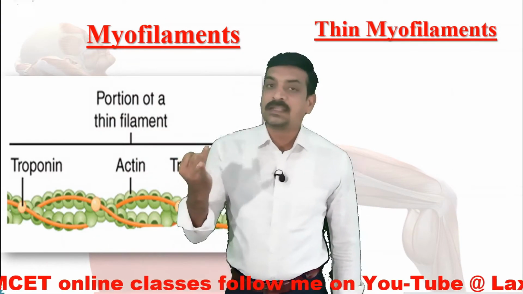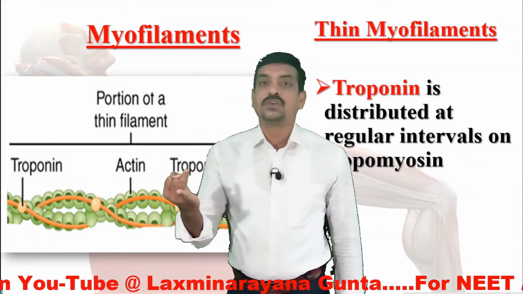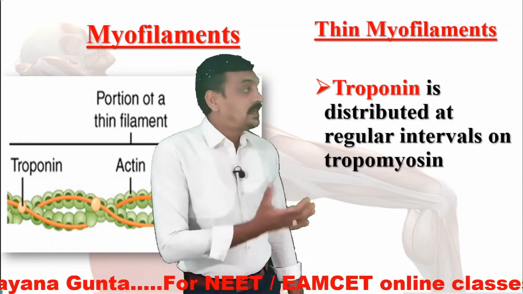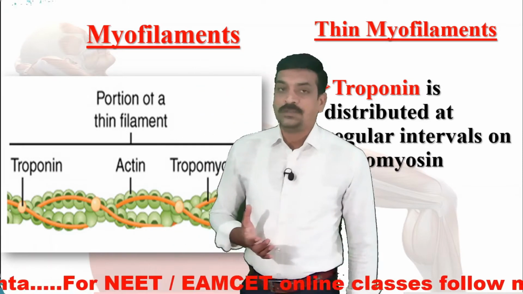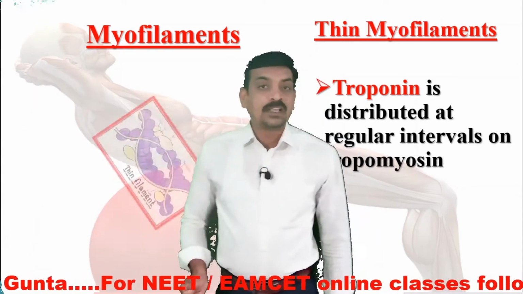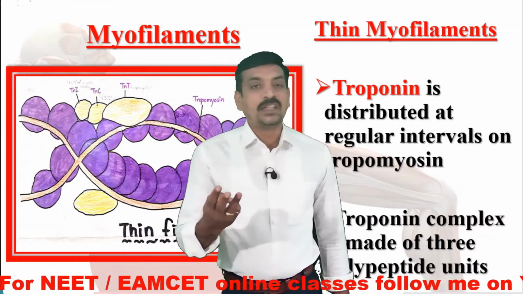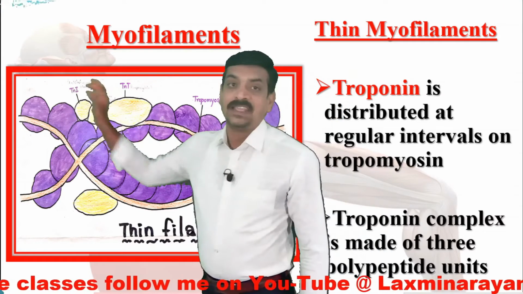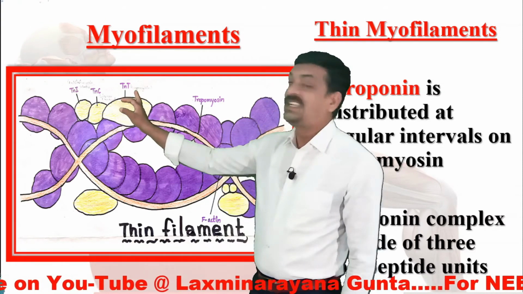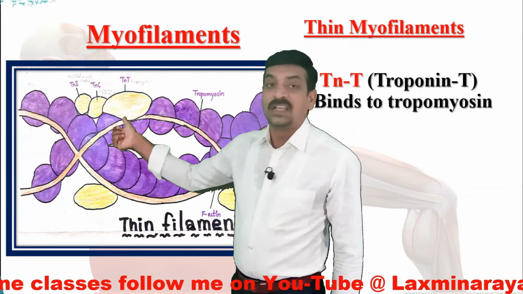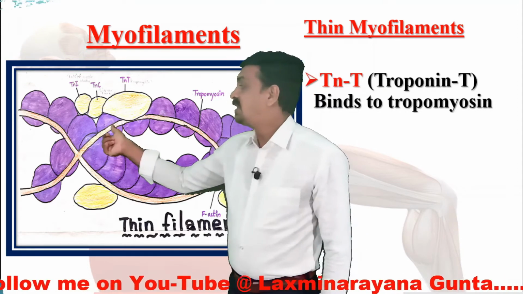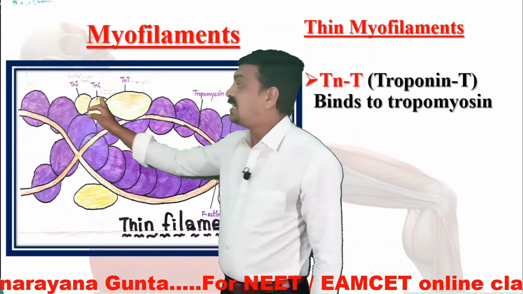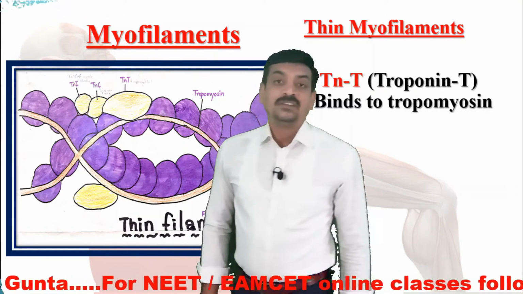We have completed actin and tropomyosin. Let us go to the troponin. The troponin is distributed at regular intervals on the tropomyosin. This troponin is a complex of three peptides. What are they? They are named TNT, TNC, TNI. The name itself indicates: TNT is attached with the tropomyosin. This one is the tropomyosin. TNT, troponin T, is also attached with troponin C and troponin I.